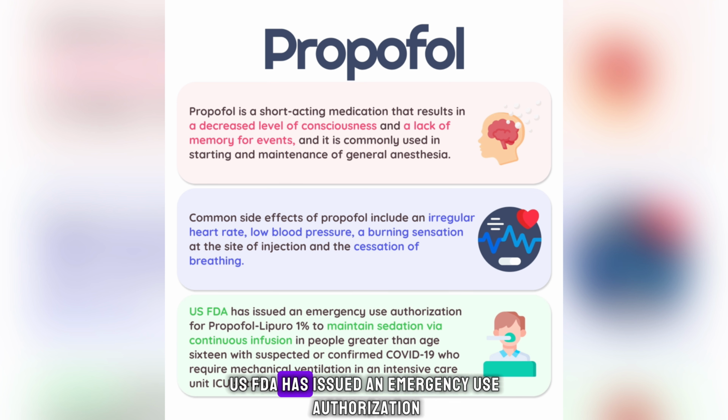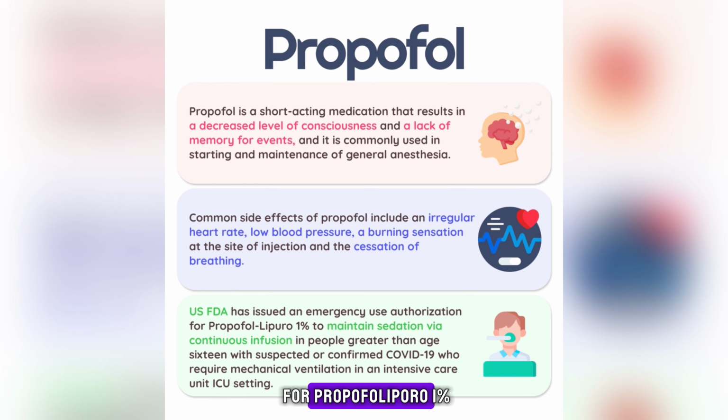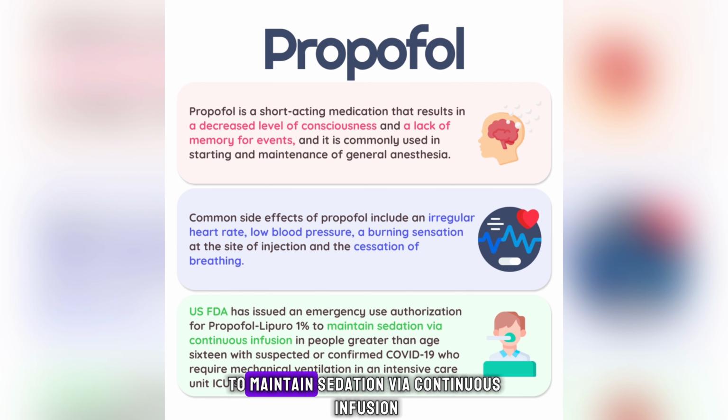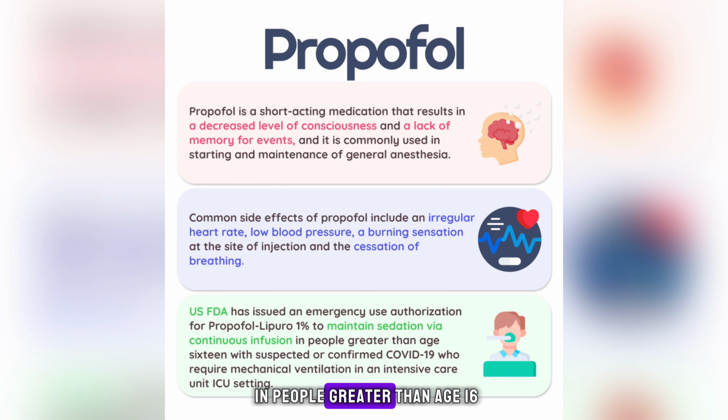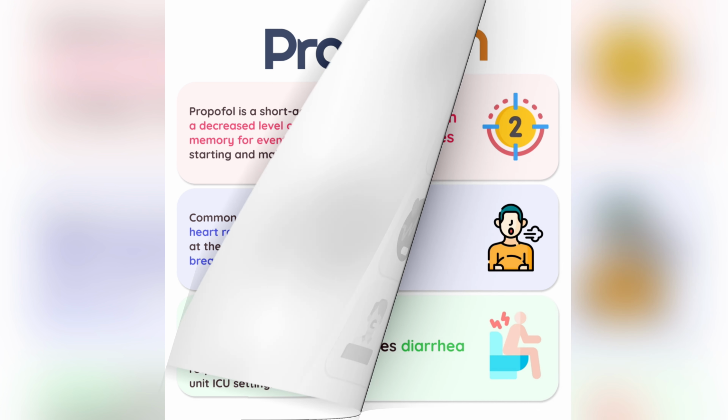The US FDA has issued an emergency use authorization for Propofol 0.01% to maintain sedation via continuous infusion in people greater than age 16 with suspected or confirmed COVID-19, who require mechanical ventilation in an intensive care unit, ICU, setting.